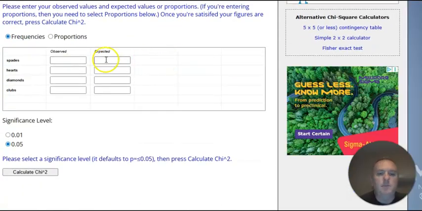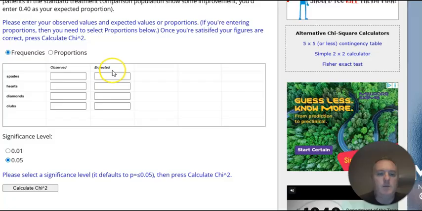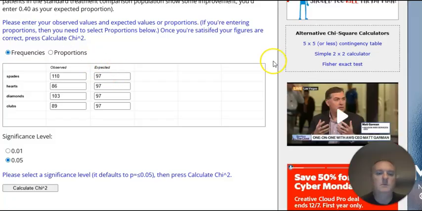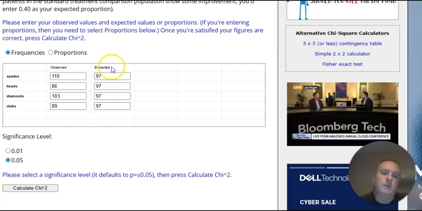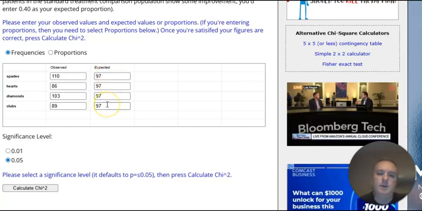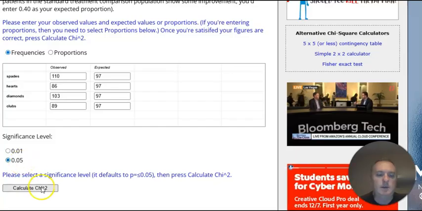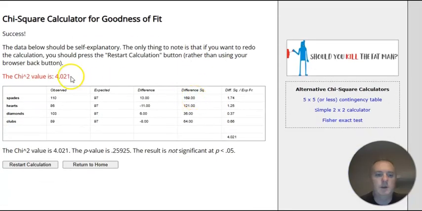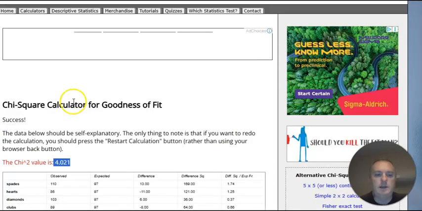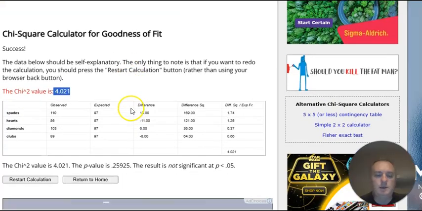Now it gives us a box for the observed values and one for the expected values. So I will pause while I get those in. So here they are, 110, 86, 103, 89. For the 4 suits, our expected values are 97 for each one. And we wanted the 0.05 significance level, so I will calculate, see what we get. So this is our test statistic, 4.021, so I will fill that in.